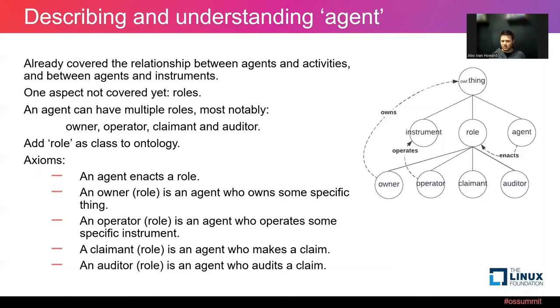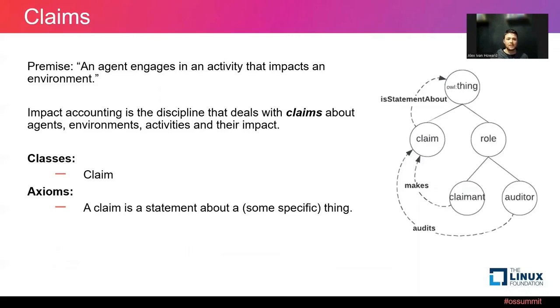But now you may ask, wait, where do claims fit into this ontology? That's a good question. If we look at our premise, an agent engages in activity that impacts an environment, there is no mentioning of claims. But impact accounting, as a discipline, deals at its very core with claims about agents, environments, activities, and their impacts. They make statements about things.